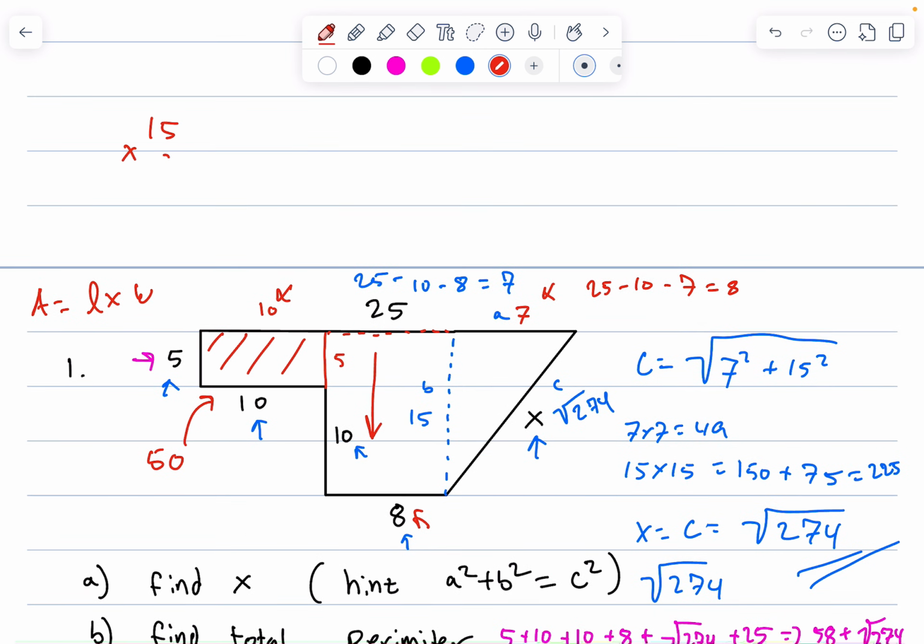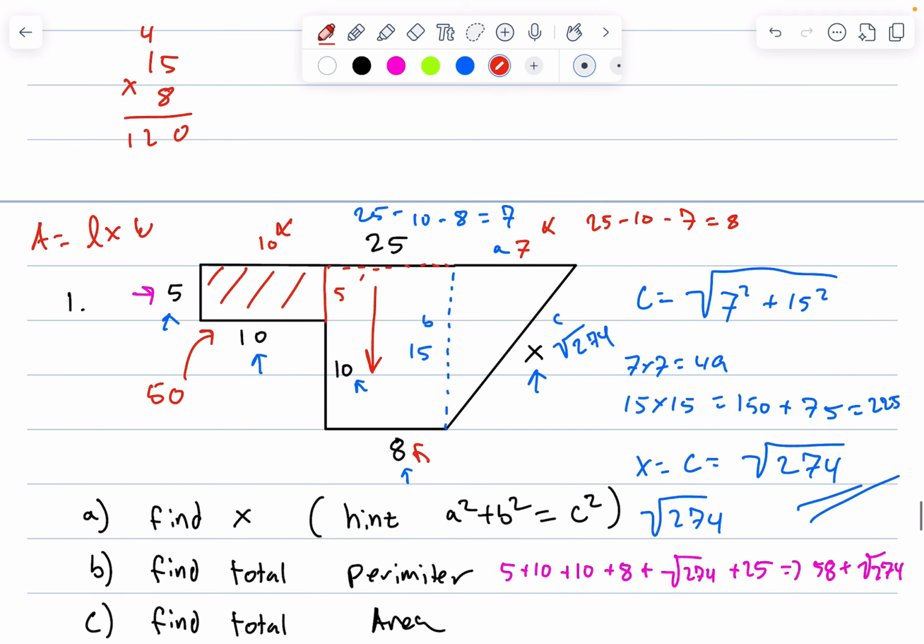So we'll do that up here. 15 times 8. 8 times 5 is 40. Drop the 0, carry the 4. 8 times 1 is 8. Plus 4 is 12. So 120, right? So this rectangle is 120. Okay? Now this next one is a little bit easier to do.